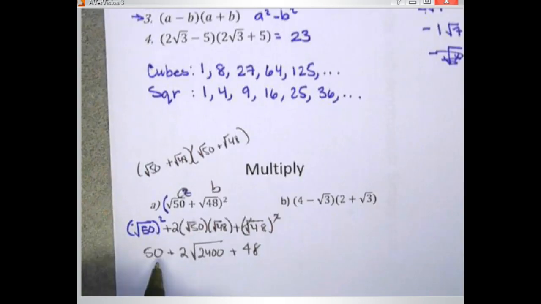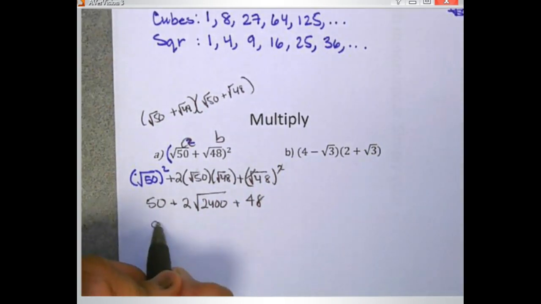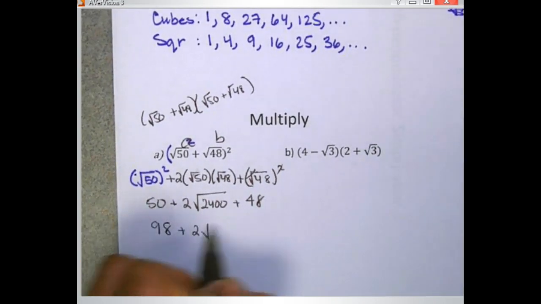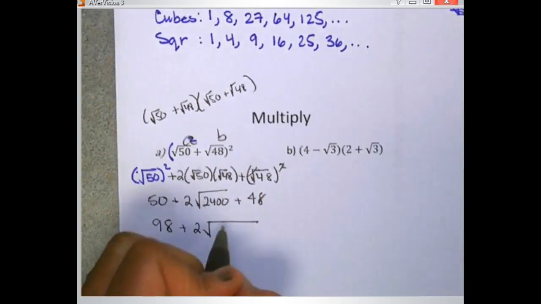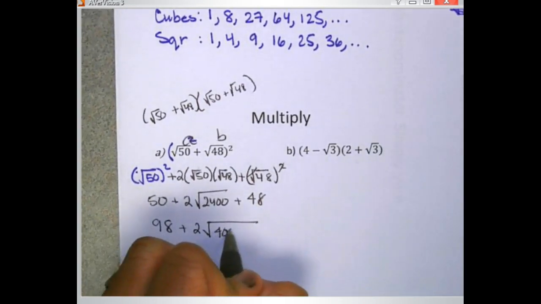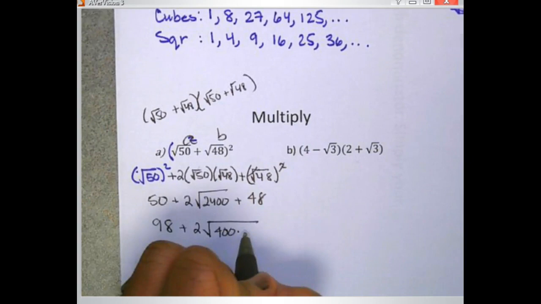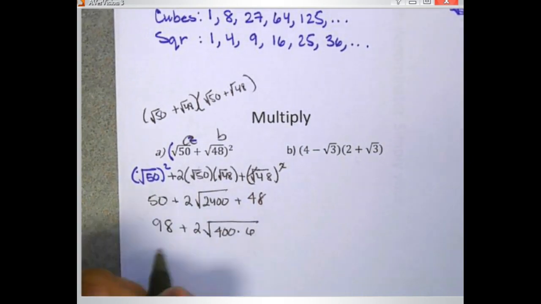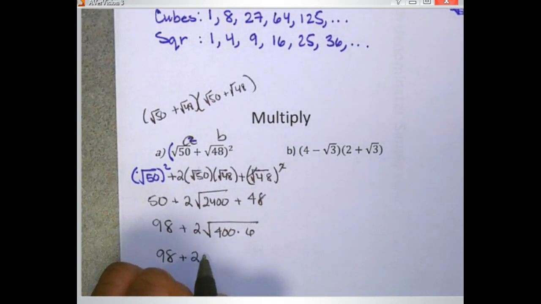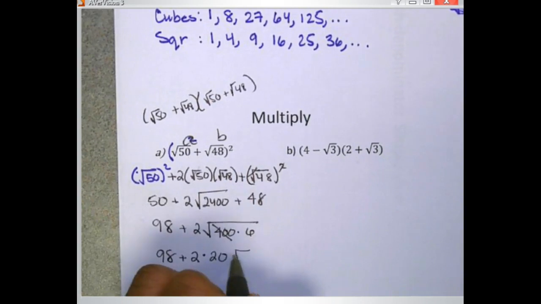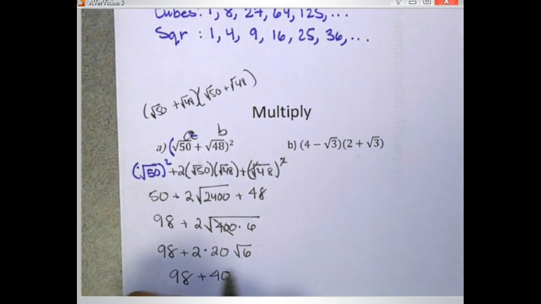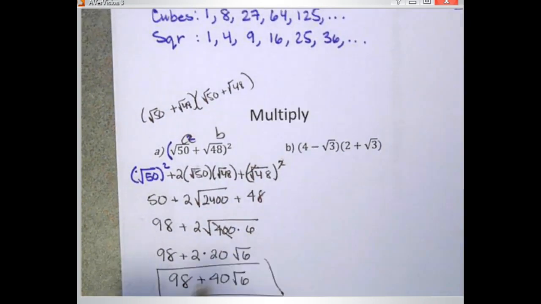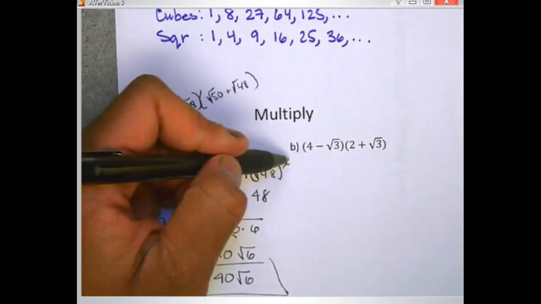Like terms, 50 plus 48 is 98 plus 2 times, now that 2400 perfect square, I'm going to trust my math just a little bit and just this one time and know that that is 400, which is a perfect square, 20 times 20 times 6. All right, 98 plus 2, what is the square root of 400? 20. So that's gone, times radical 6. So this gives me 98 plus 40 radical 6. Radical, dude. All right. Bam.